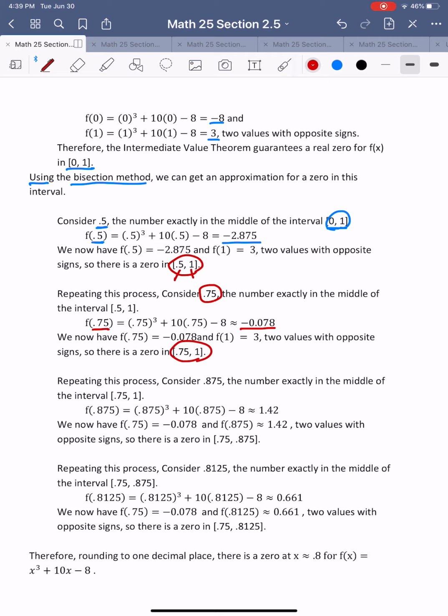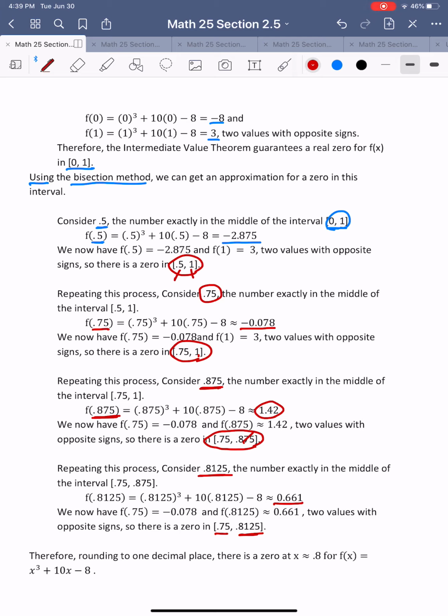Repeating this process, consider a number bigger than 0.75. Now I'm using 0.875. When I use 0.875, this becomes positive. So instead of 1 as the right side of the interval, I use 0.875. If you keep doing that, we look for a number in between, 0.8125, which still gives a positive. So instead of 0.875, I'm using 0.8125, and then keep going.